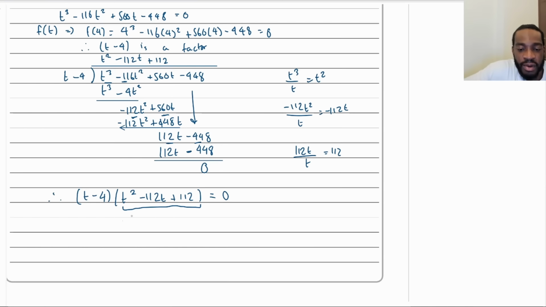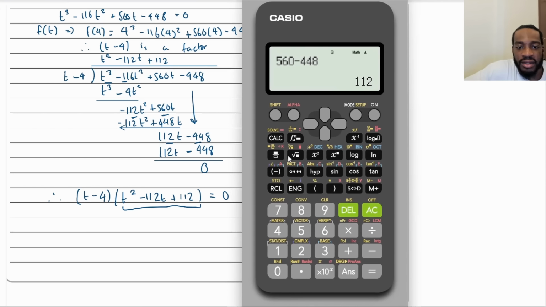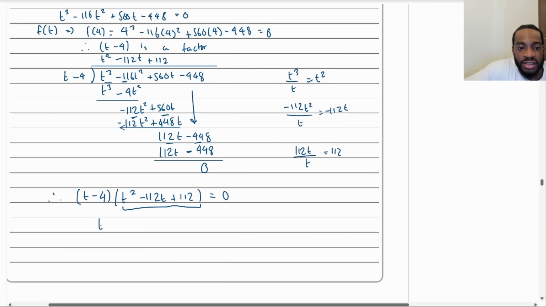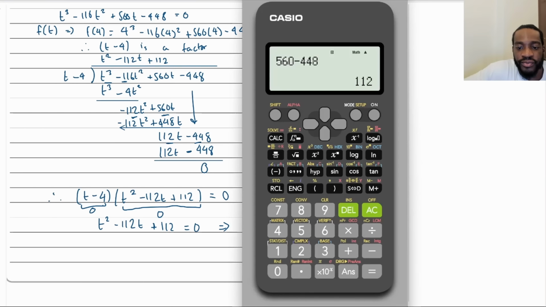You could use the quadratic formula, but I'll just use the quadratic solver. So I'm going to put this in here and see what I get. Let me just write, by the way, I'm going to solve t squared minus 112t plus 112 must equal 0, isn't it? Because either this is 0, which we know t equals 4, or that is 0. So we're solving that one. This gives us t is equal to, and let me know in the comments, guys, my calculator, when I put this in, it doesn't give it to me in exact form for whatever reason. So 1, minus 112, plus 112 gives me these values there.